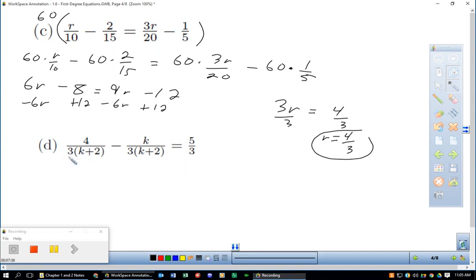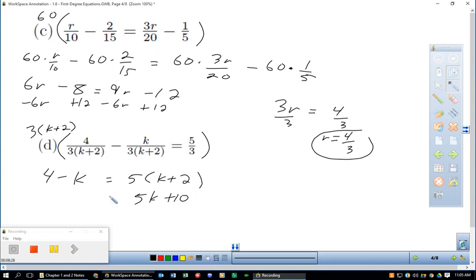So, to find the least common denominator here, well, 3 is in all of them, and so is k plus 2. So we're going to multiply by 3 times k plus 2. Now, hopefully you can notice that the k plus 2 is going to cancel in both of these, and so is the 3. So this actually leaves the 4 minus k. Then over here, the 3 cancels out, so we're left with 5 times k plus 2. All right, so that's 5k plus 10, and 4 minus k.